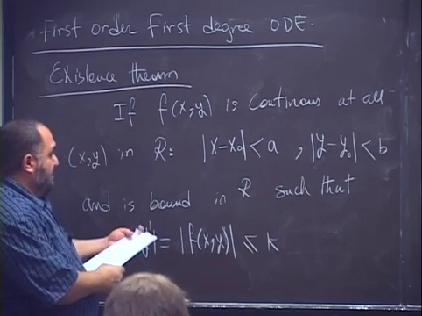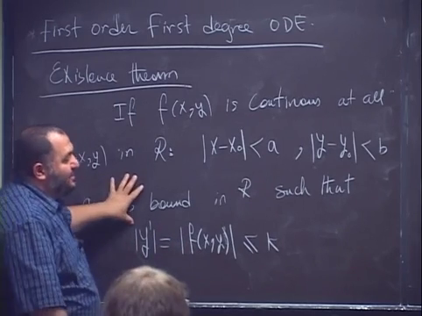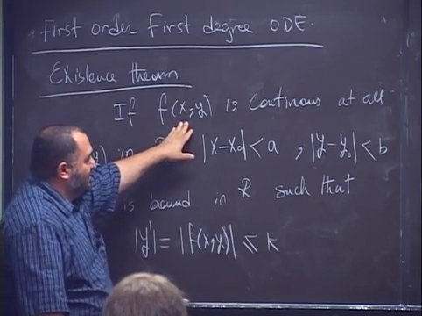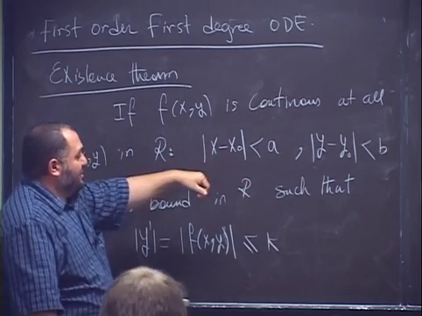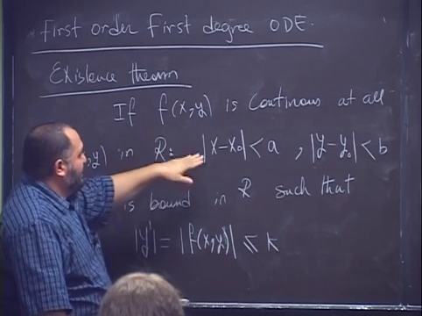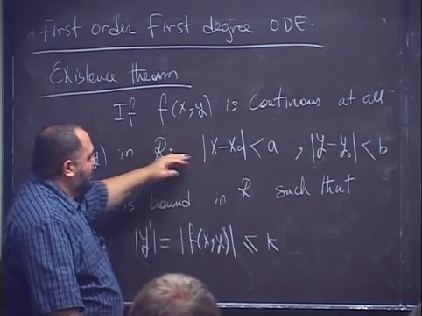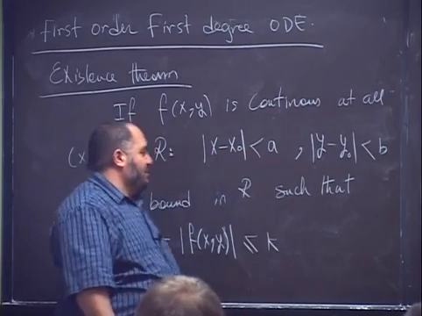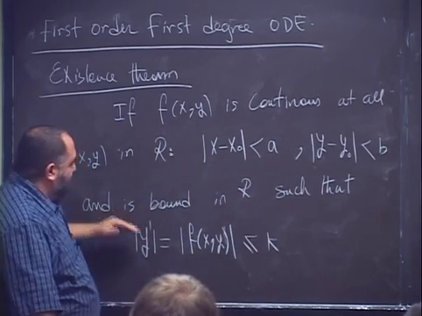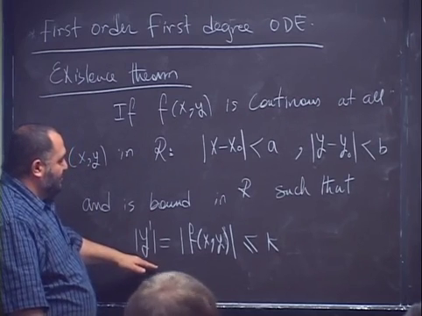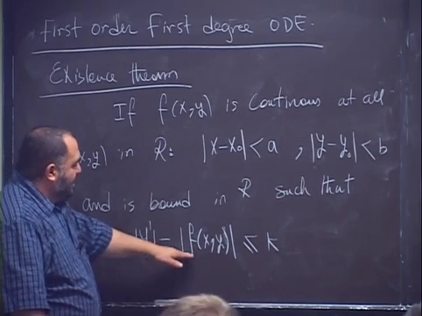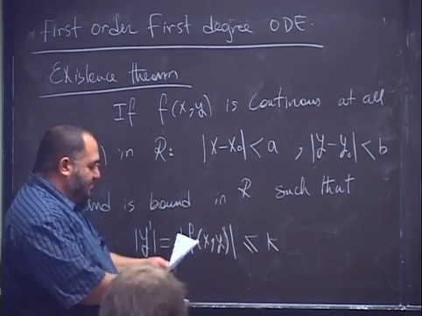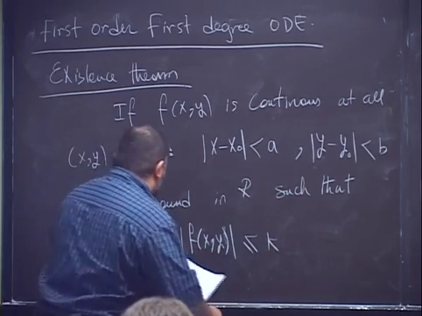So if this is satisfied, if the function f of x and y, y prime equal to f of x and y with initial value, is continuous in the region R, where x minus x naught is less than a and y minus y naught is less than b, and it is also bounded, this is the bounding condition, that the absolute value of f of x and y is less than some number k. So we will say that this is 1.